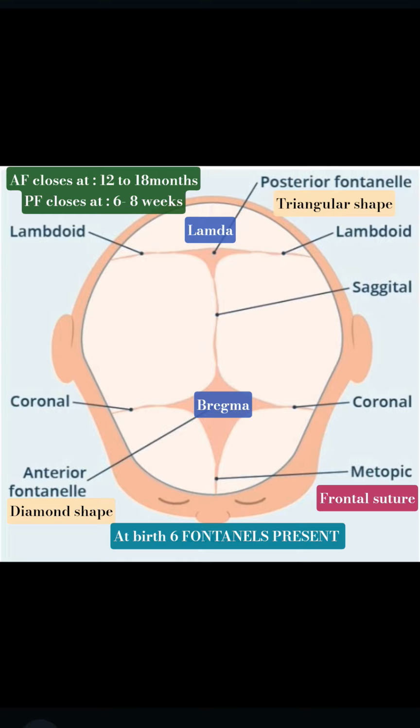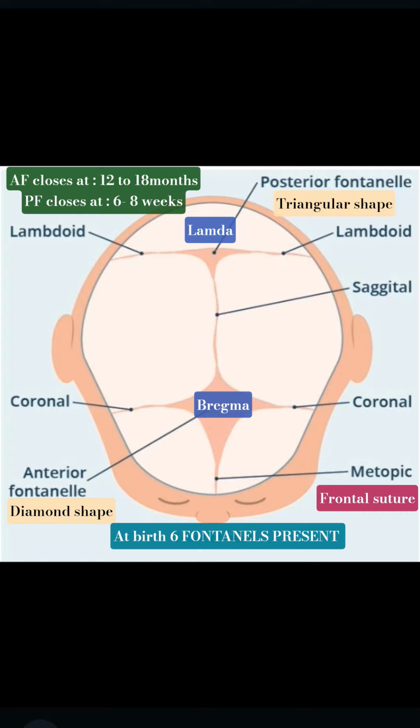This anterior fontanelle is present between the coronal suture, sagittal suture, and metopic suture. And this posterior fontanelle is present between the sagittal suture and the lambdoid suture.